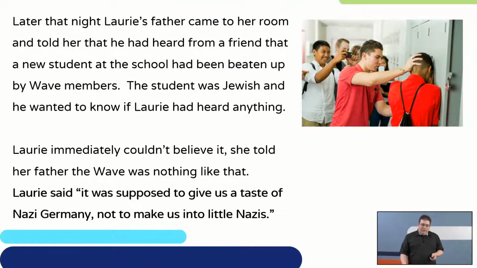Let's go on. Later that night, Lori's father came to her room and told her that he had heard from a friend that a new student at the school had been beaten up by the wave members. The student was Jewish, and he wanted to know if Lori had heard anything. Lori immediately couldn't believe it. She told her father, the wave was nothing like that. Lori said, it was supposed to give us a taste of Nazi Germany, not to make us into little Nazis. Again, foreshadow. So this shocked her that maybe a student at the school was beaten up because he was Jewish. Although Mr. Ross didn't say anything about the wave and connecting it to Jews and so on, maybe it was the cause of why he got beaten up, this new Jewish student.